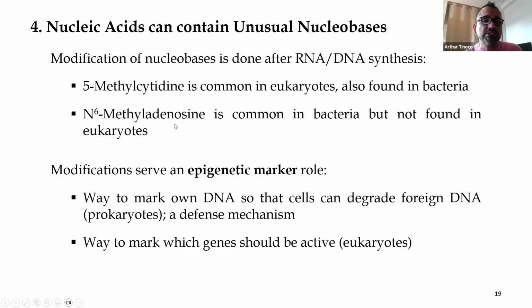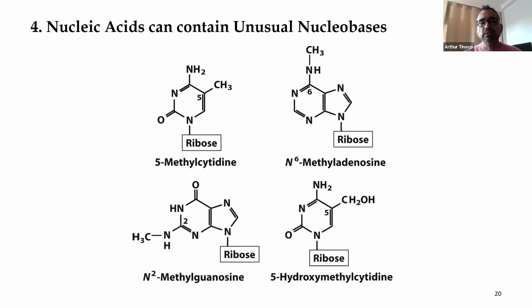You can also have modifications which serve as an epigenetic marker. The function of these types of modifications can be a way to mark one's own DNA. So that marker indicates that the cells can degrade foreign DNA, and this can serve as a defense mechanism to distinguish one's own DNA from an invading pathogen. It is also a way to mark which genes should be active. So that's another function of these types of modifications. And so here are representations of these unusual nucleobases, emphasizing the nucleobases that are attached to the sugar.